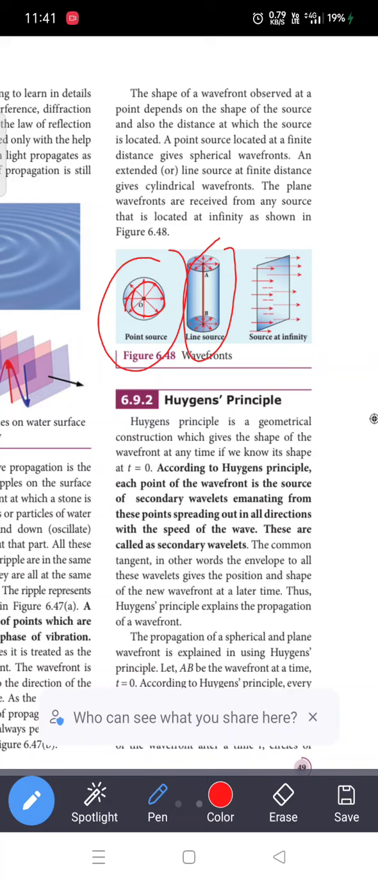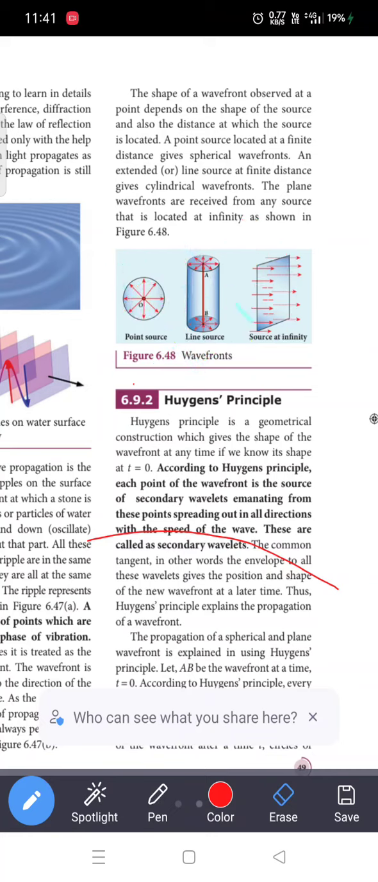Either it comes from the point source or the line source. This is the line source and this is the point source. A point source will give circular wavefronts and a line source will give cylindrical wavefronts, and when the source is at infinity, whatever may be the source, you can get plane wavefronts like this. So this is what we have studied.